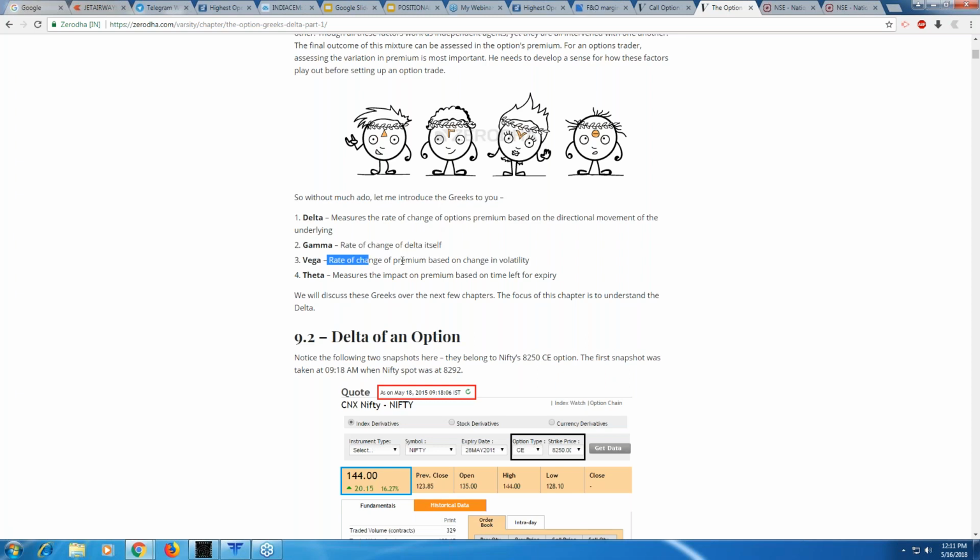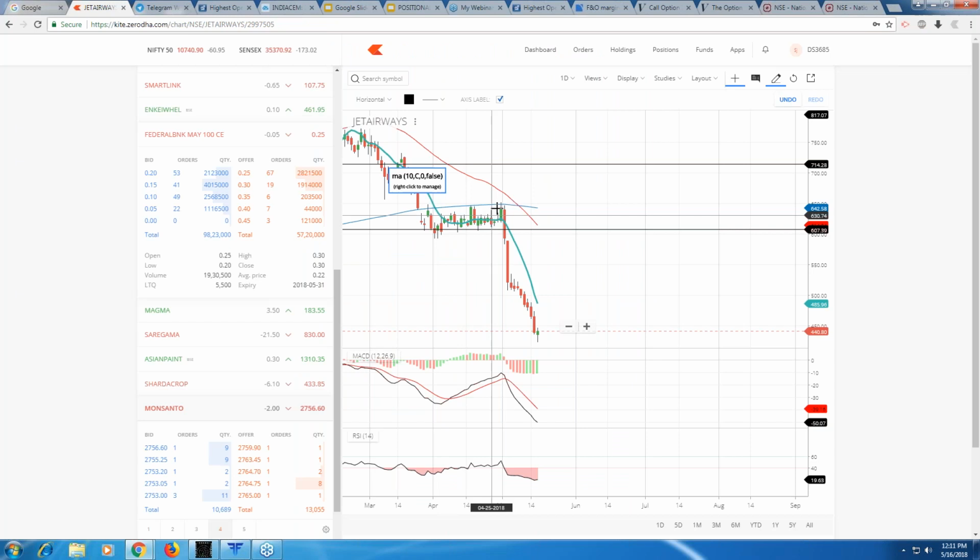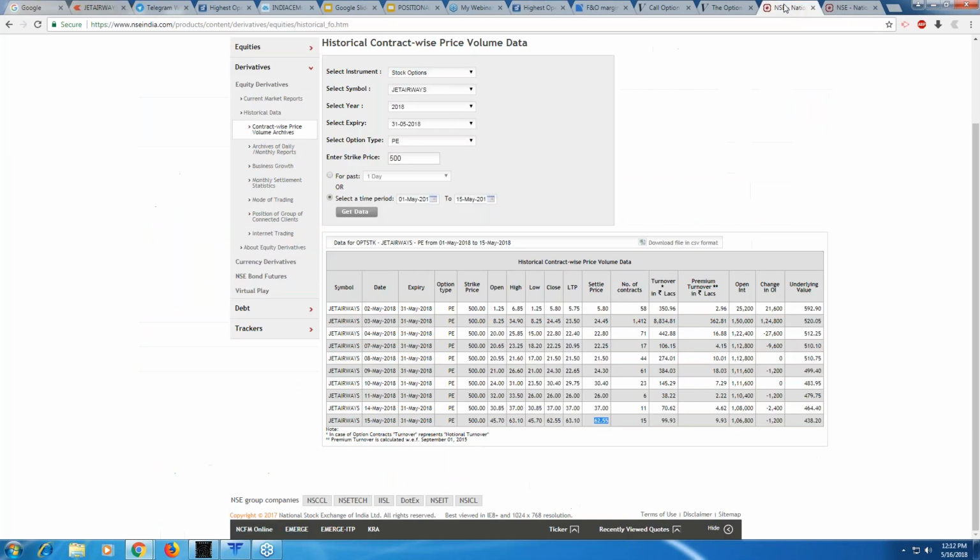And vega is the rate of change of premium based on change in volatility, and theta is the measure of impact on the premium based on the time left for expiry. So remember, when there is nothing happening in the stock, theta is still working, right? Theta is still working. Theta is making the price go down, slowly, gradually.